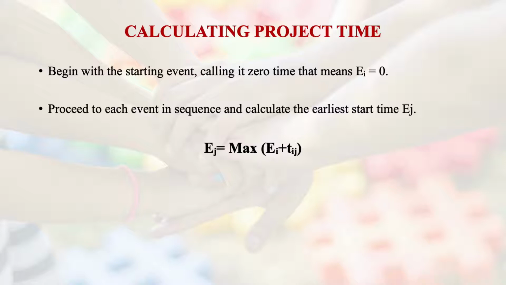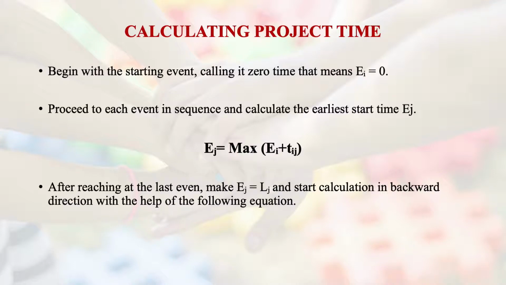This gives the earliest time of completion of the next event, the event which will be completed after that time. Now, a very interesting point which you have to understand is the word max here. For all the paths, we are going to take the maximum of all the paths, and that is what is being indicated over here.